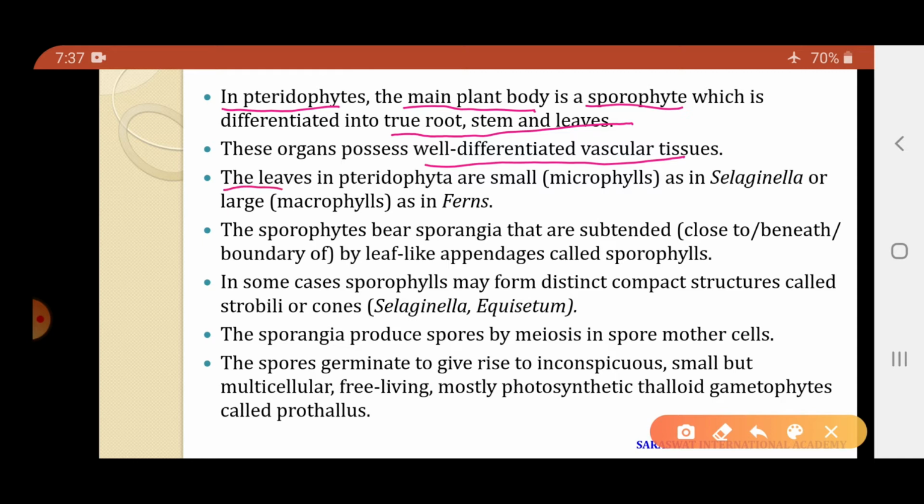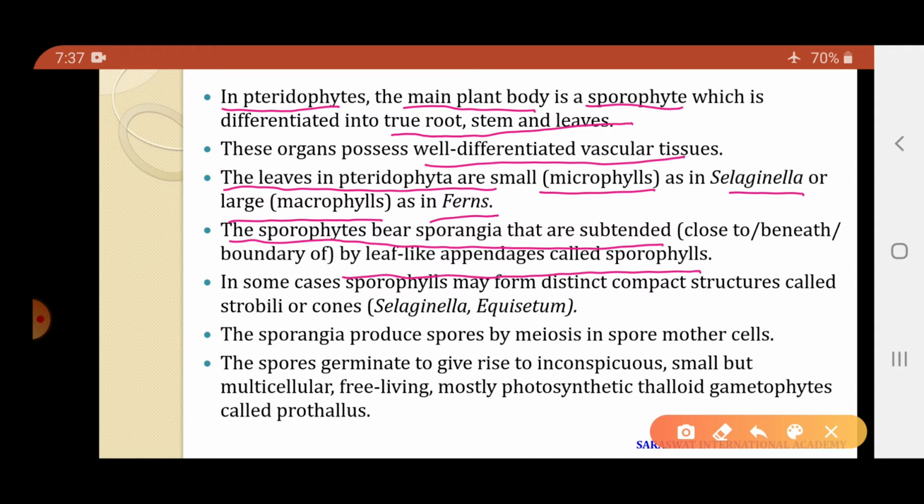The leaves in Pteridophyta are small like microphylls. I told you micro, small, phylls means leaves. Like in the Selaginella, or they may be large called as macrophylls as in the ferns. Now, the sporophytes, they bear the sporangia that are subtended by the leaf-like appendages called as the sporophylls.